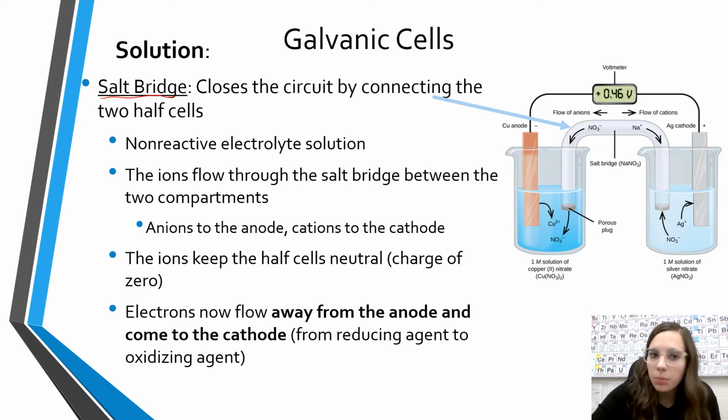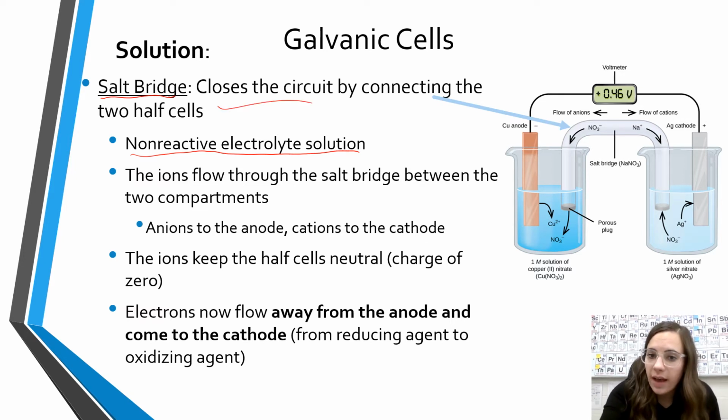All a salt bridge is, is a porous material. In lab, when we construct rudimentary galvanic cells, we literally just use filter paper soaked in a non-reactive electrolyte solution. We don't want it to have anything that's going to precipitate out with some of the ions that are in our beakers. We just want it to be totally non-reactive. It's an ionic compound, and what it does is it closes the circuit.